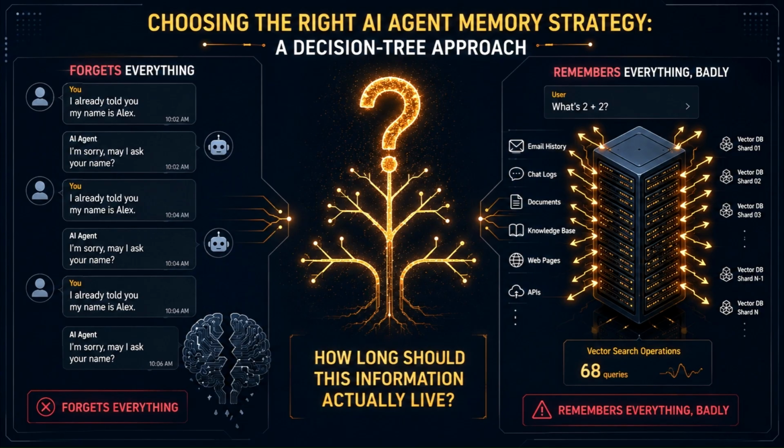Both agents are broken for the same underlying reason. Somebody skipped a design question that should have been answered before a single line of storage code was written. How long should this piece of information actually live, and how should it be retrieved later?